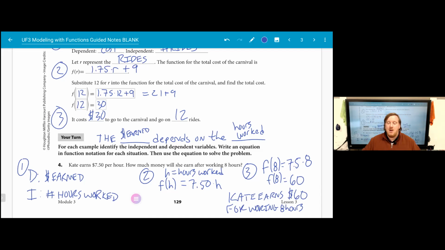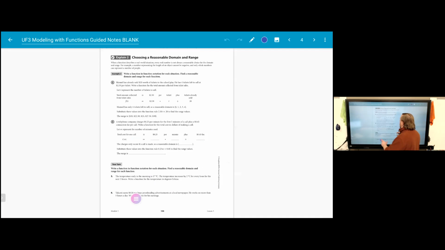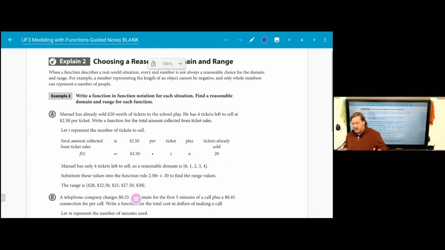Okay. One more thing we need to think about. We've been talking about domain and range. So now we need to think about choosing a reasonable domain and range. We've talked about this too, but now we're going to formalize it. Okay. So let's do the same thing. We're going to write a function in function notation for the situation and then find a reasonable domain and range.